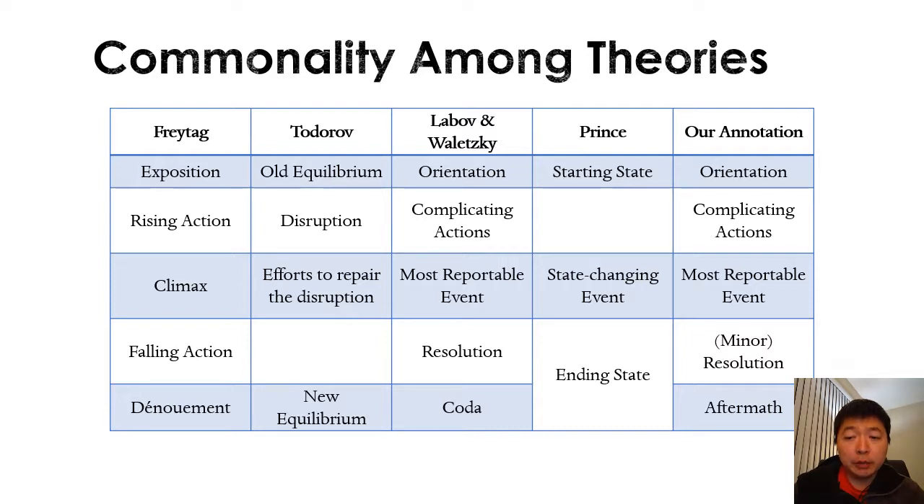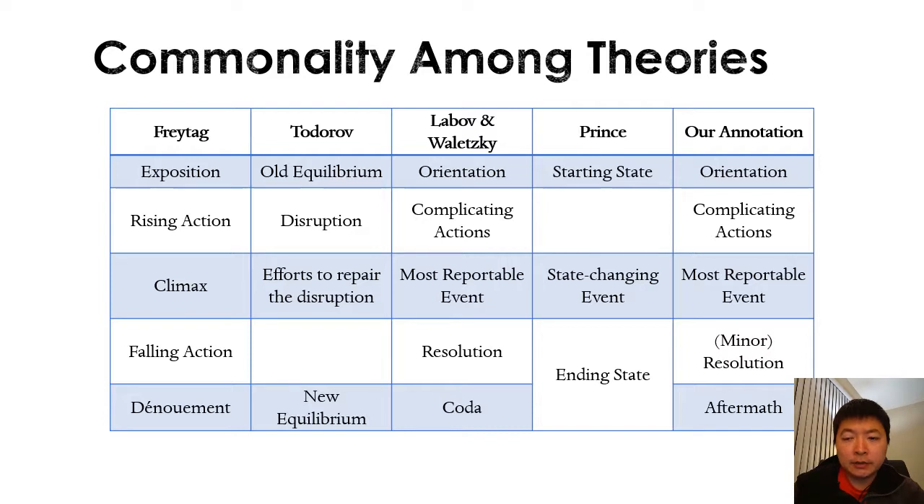By the use of the word equilibrium, we recognize that tension is at its minimum. Therefore, we align the old equilibrium with the exposition and the new equilibrium with the denouement. The disruption causes tension to rise, and therefore we align it with the rising action. The efforts to repair the disruption is aligned with the climax.